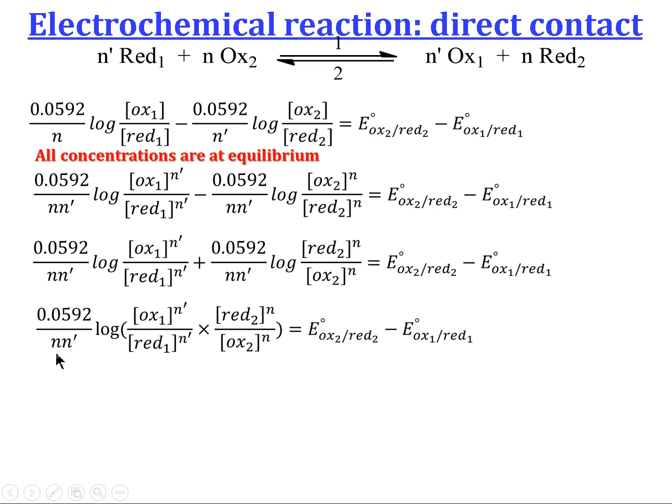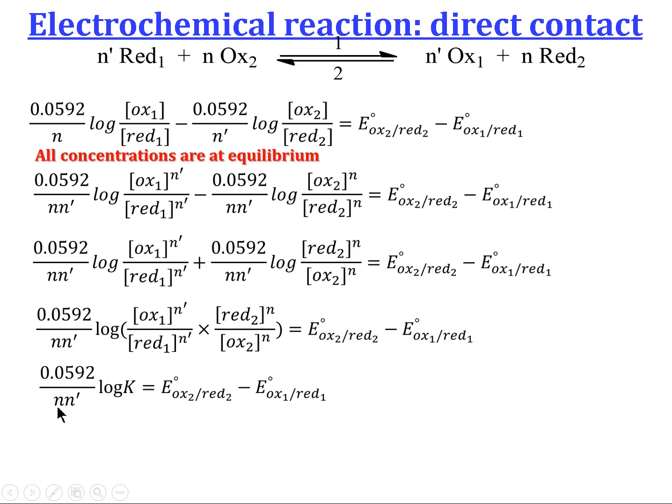So 0.0592 divided by n n' is a common factor. We will obtain log expression plus log expression, and log A plus log B means we have log A times B. So 0.0592 divided by n n' log Ox1/Red1 to the power n' times Red2/Ox2 to the power n, and note that all these concentrations are at equilibrium, equal to E02 minus E01.